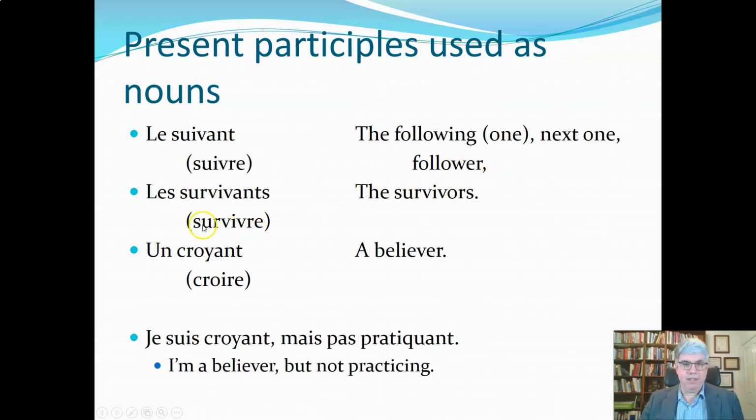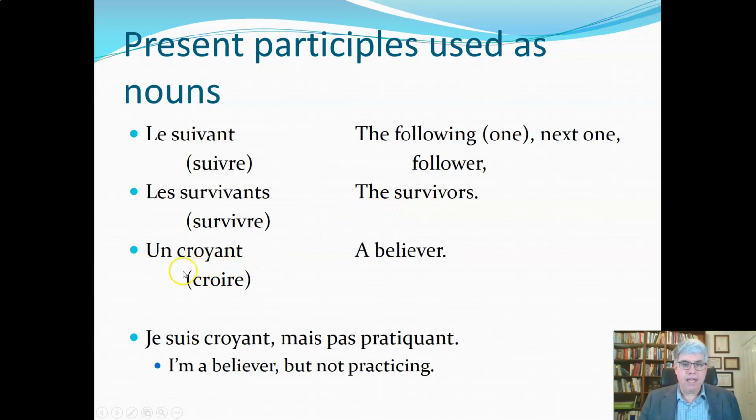Survivre is to survive. Les survivants is the survivors. Now, it's interesting. Survivre is a very strong word in French. We talk about, oh, I survived a boring lecture. No, they wouldn't say that in French. You survive a massive shooting at a school or something like that. It's barely coming out alive. It's not used in a figurative sense like it is in English. So it's a very strong word, not used in a weak figurative sense.